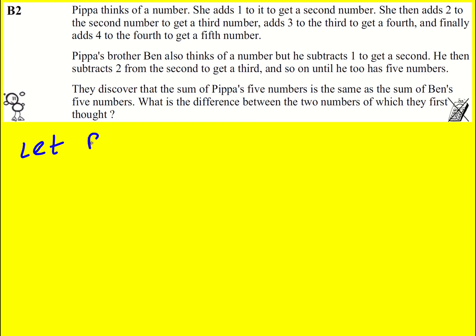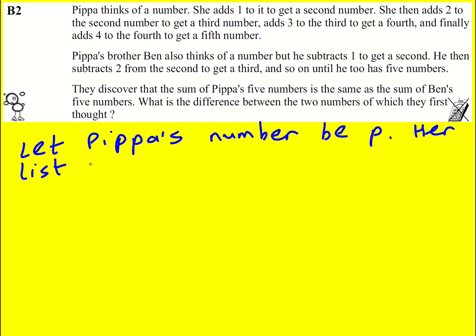I'm going to let Pippa's number be P. And then her list is P. And then we're adding 1 to get a second number, P plus 1. Adding 2 to this second number, that'll give P plus 3. And then adding 3 to this, P plus 6. And finally adding 4 to get a fifth number, P plus 10.